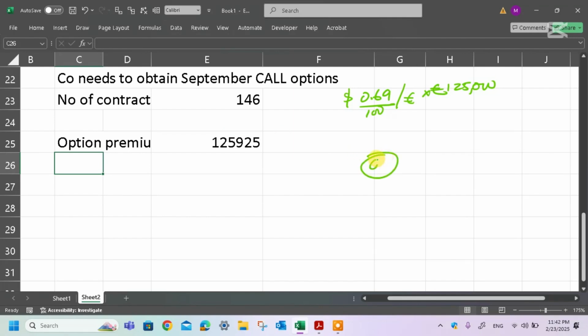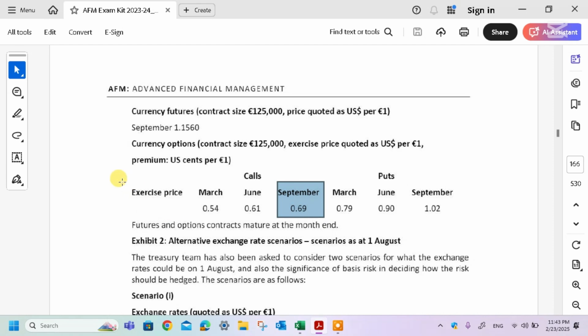So it's going to be company, counterparty. They give 125,000 euro. They give 125,000 multiplied by 1.1540. Remember I told you in this question, there's a typo. They did not type this exercise price here. It should have been 1.1540. As I have seen that in the original question, I'm telling you. Right.